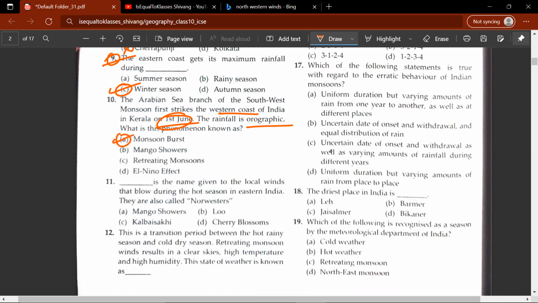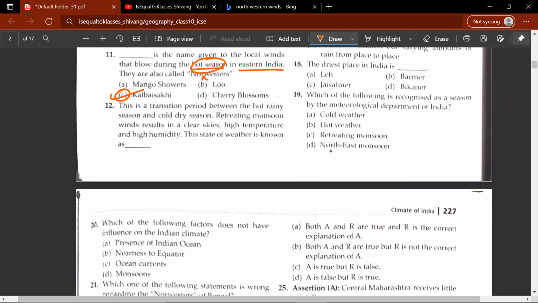The 11th question. Dash is the name given to the local winds that blow during hot season in eastern India. They are also called nor'westers. Note that this is not a spelling error. It is actually known as nor'westers without the T and H over here. So what do you call these winds that blow during the hot season in eastern India? So these are known as C, Kalbaisakhi. It's not known as Lu. Lu occurs in central India, not in eastern India.